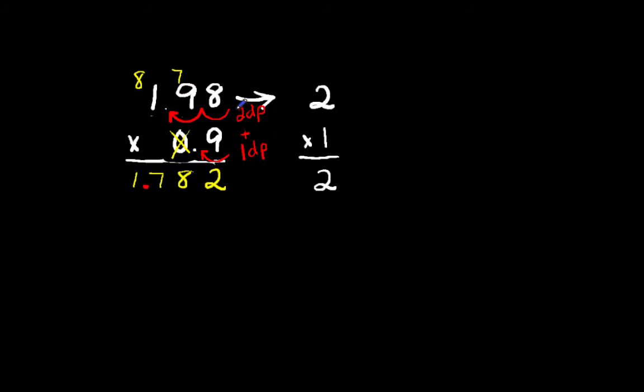So since we went over 2 places in the first factor and 1 place in the second factor, in our final answer we're going to go over 1, 2, 3 places. So that kind of helps us to double check and make sure our estimate was correct and our decimal point is in the correct place.